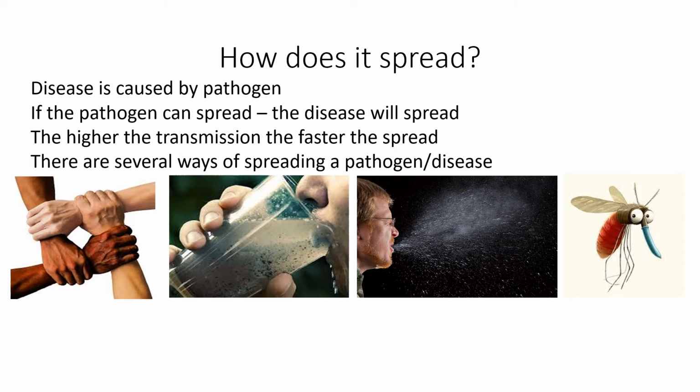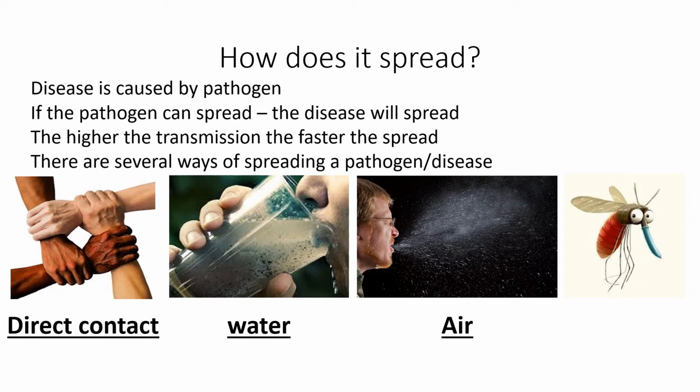So there are 4 main ways of transferring bacteria, viruses, protists, or fungi. And they are by direct contact, through water, through the air, often seen as water droplets, and through what we call a vector. And remember, if you go back to the earlier part of the presentation, you need to know what the definition of a vector is.